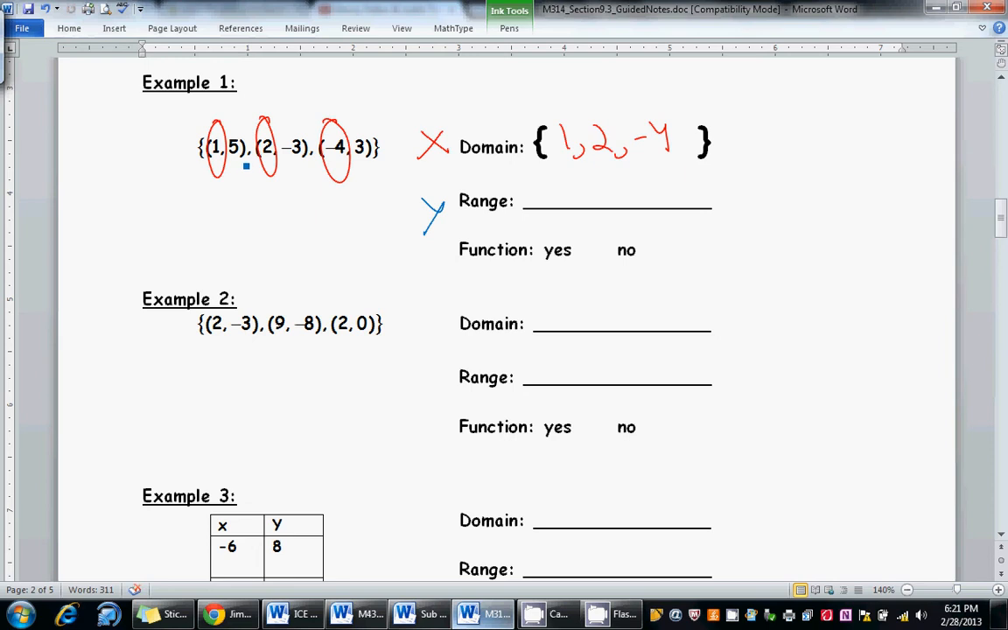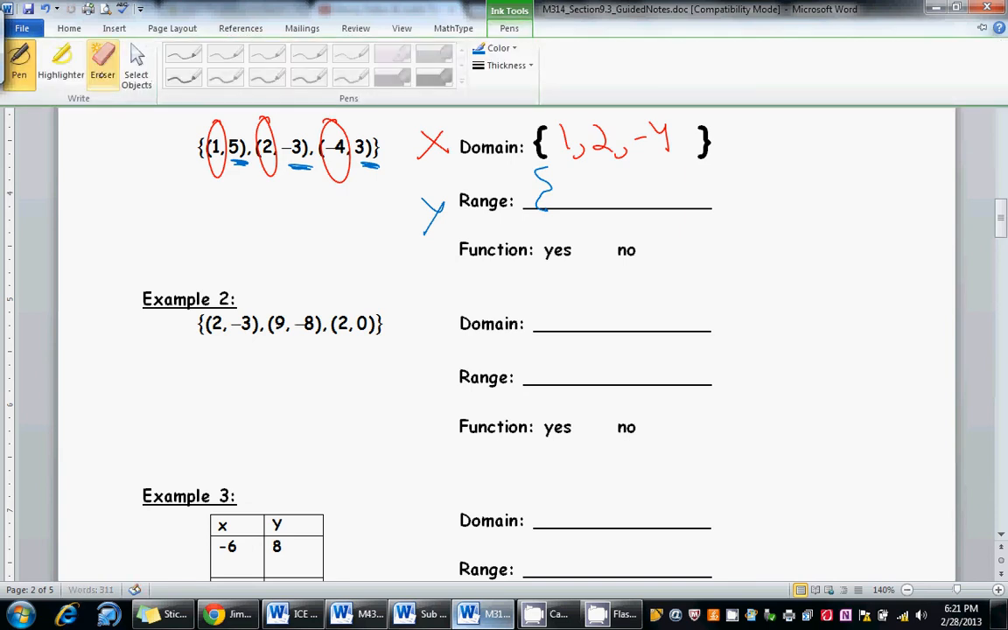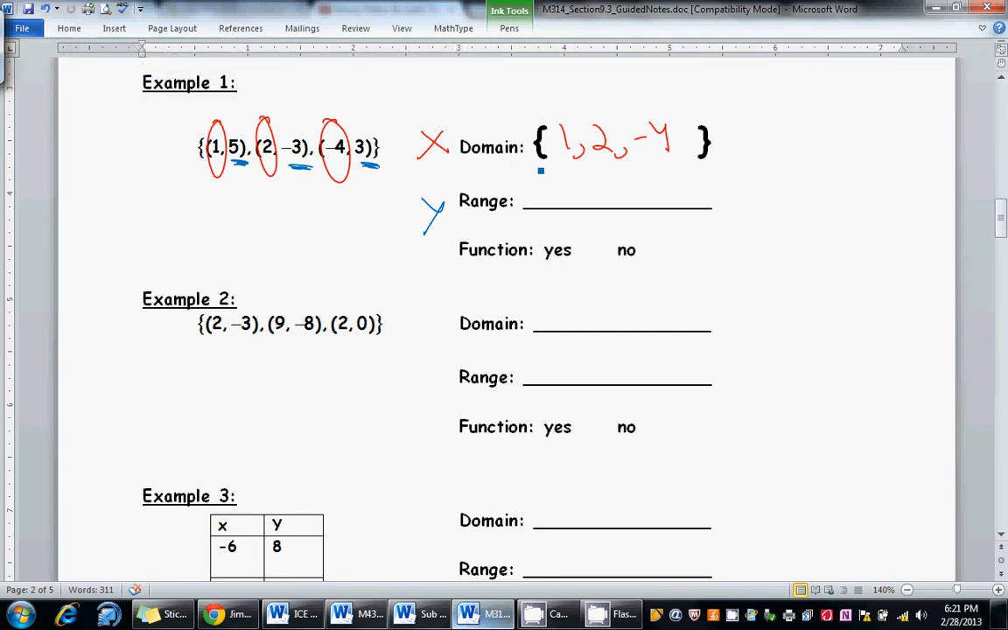Range, on the other hand, is going to be all of my outputs. Whatever remains here. Well, let's do the brackets first. Oh, that's terrible. Okay, let's try that again. There we go. That's a curly bracket. And so within this curly bracket, I'm going to throw in 5, -3, and 3. All of my y values make up my range.